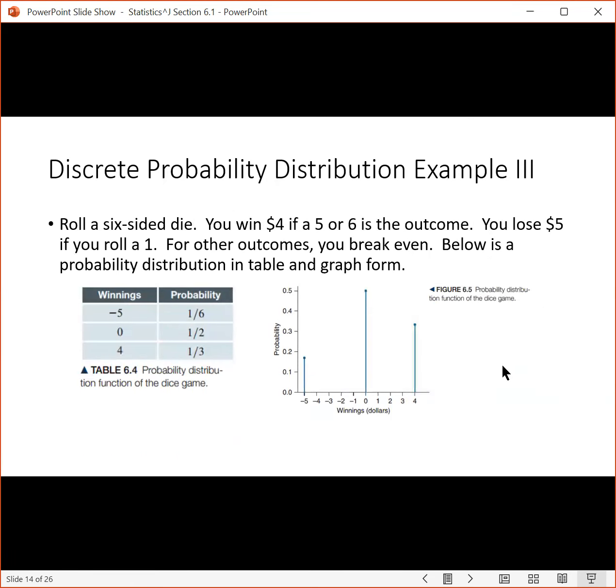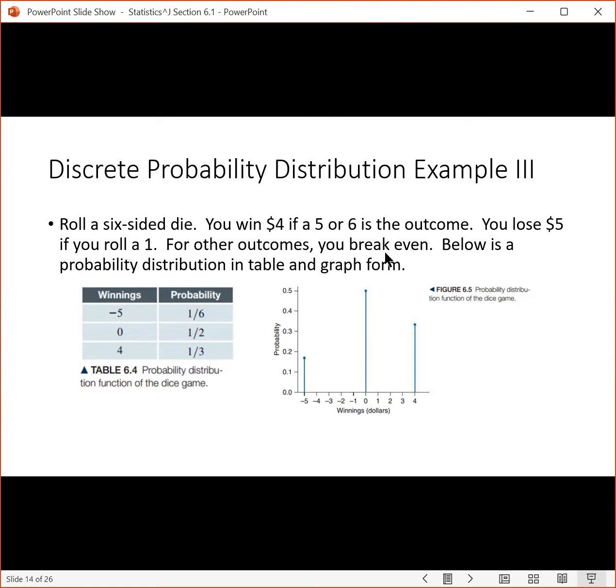All right, and then we've got another one here. Roll a 6-sided die, you win $4 if you get a 5 or a 6, you lose $5 if you get a 1, and for the other outcomes, you break even. Okay, and so here we've got the table, the outcomes are on one side, and the probability of each outcome on the other. So losing 5, that comes from rolling a 1. There's only one way to do that in 6 when rolling a die. And then making $4, that's a 5 or a 6, so that's 2 out of 6 or 1 out of 3 when rolling a die.